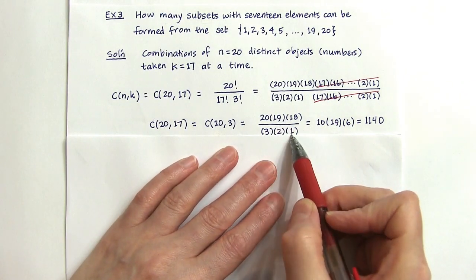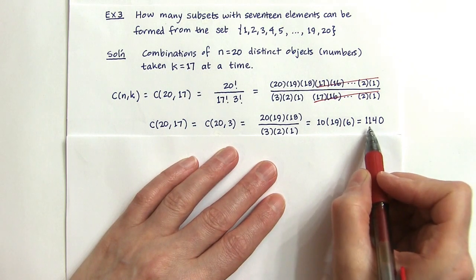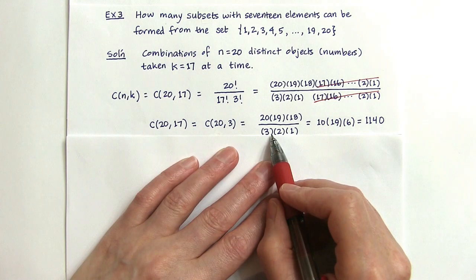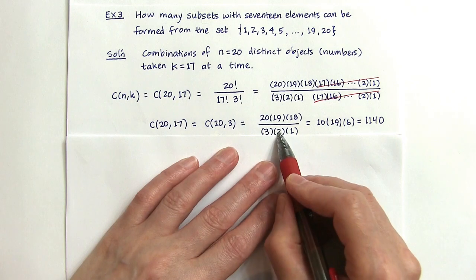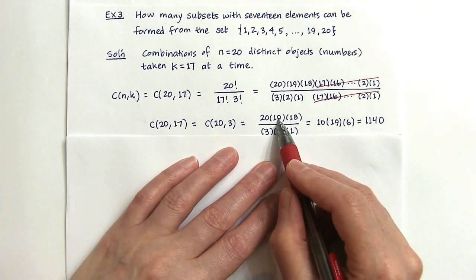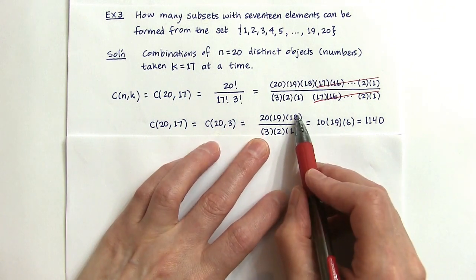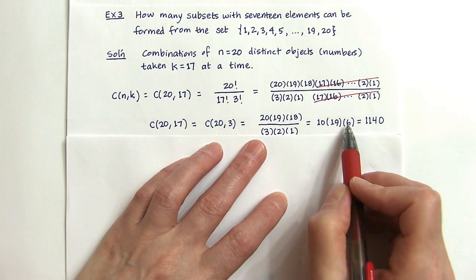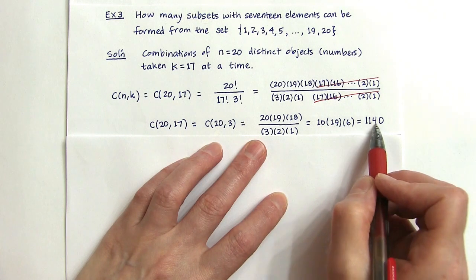And this ratio reduces to 1,140. It's a big number, but the arithmetic isn't too difficult because of all of the cancellation with the common factors in the numerator and the denominator. So for example, 20 over 2 is 10. 19 doesn't cancel with anything, so I write that down. And what's left is the 3, and 18 over 3 is 6. So all I have to do is multiply 19 times 6 and then times 10 to get 1,140.